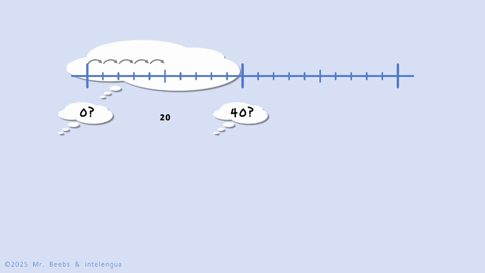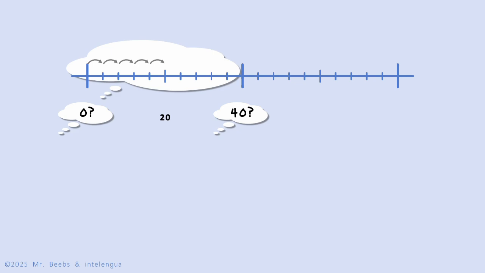Nope. Are we skip counting by 3? Let's try. Start at 0, then 3, 6, 9, 12, 15. Nope. How about by 4? Start at 0, then 4, 8, 12, 16, 20. Yep. We're skip counting by 4. That makes sense. 20 divided by 5 jumps is 4.